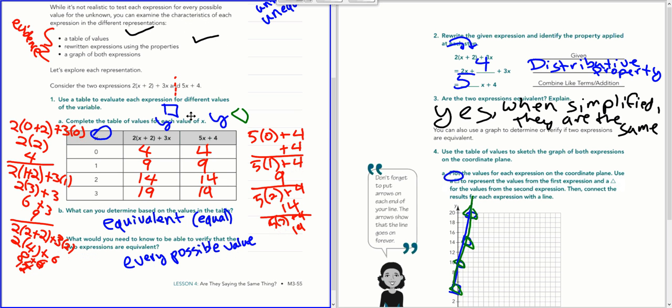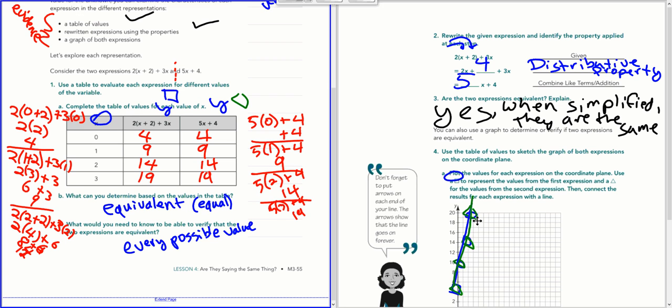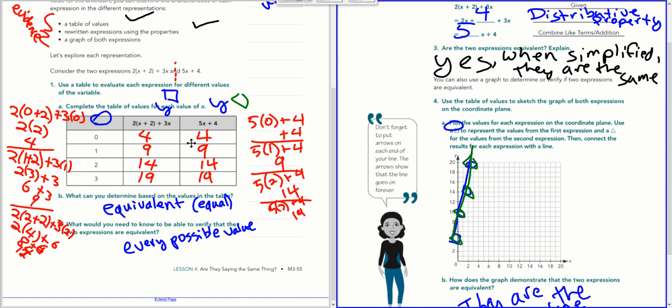Last one, graphing. We want to plot our points using our data table over here. When x is 0, this value is going to be our y. So when x is 0, our y was 4, and we put a box there. When x was 1, y was 9, so we put a box there. When x is 2, y was 14, so we put a box there. And when x is 3, y was 19, so we put a box there.